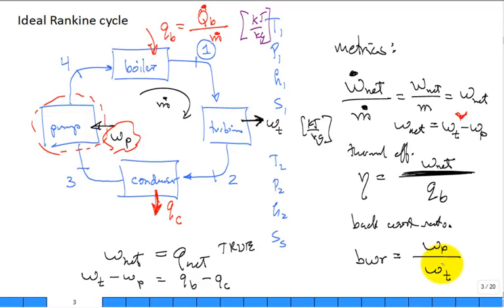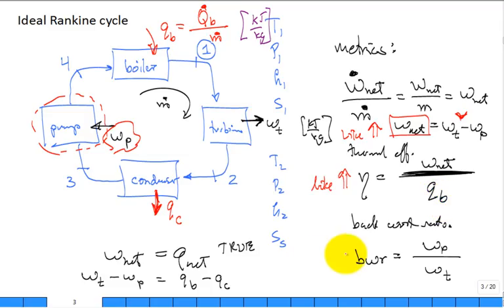So for these metrics, for WNet, let's say this is a simple metric, you would like that to be high. For every kilogram that went in a loop, you'd like a lot of net work out. How about for the thermal efficiency? What would you like for the thermal efficiency? Would you like it high? Would you like a lot of work out for the heat that was into the boiler? Yeah, we would like a high.